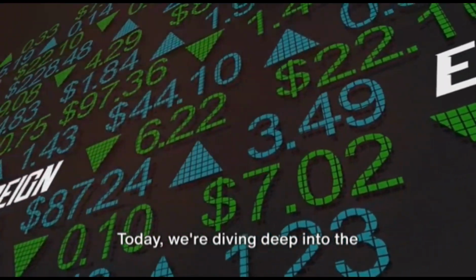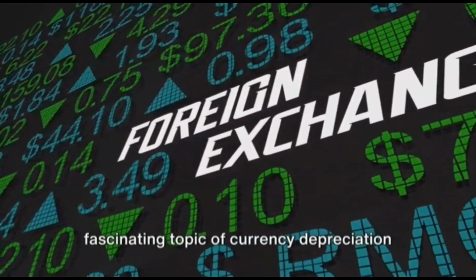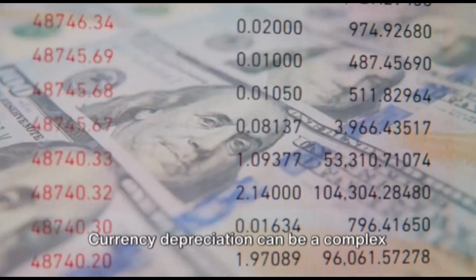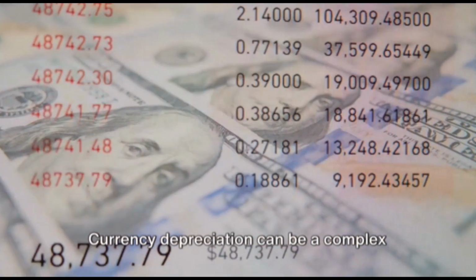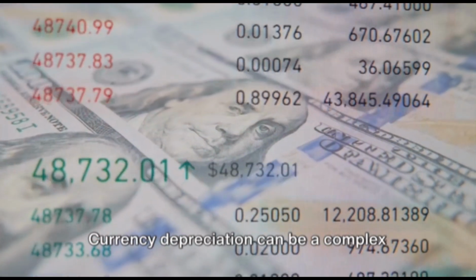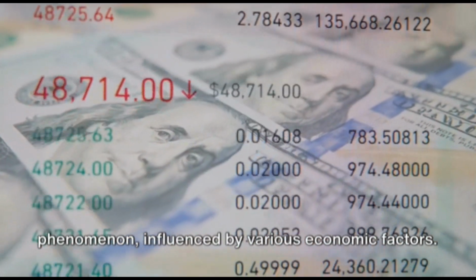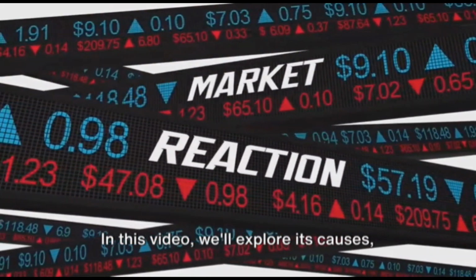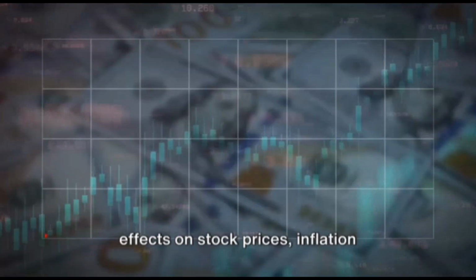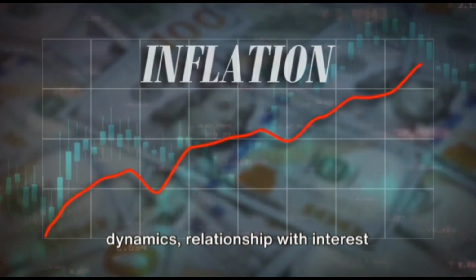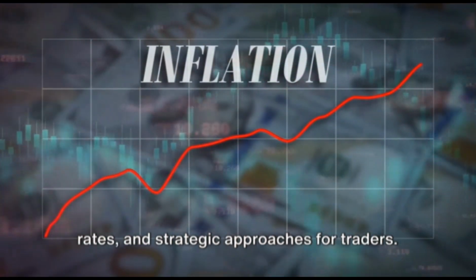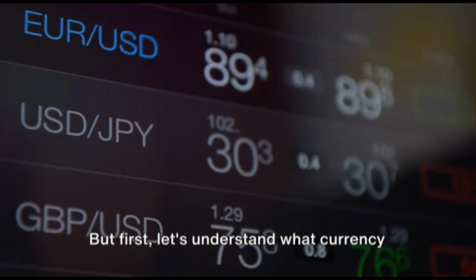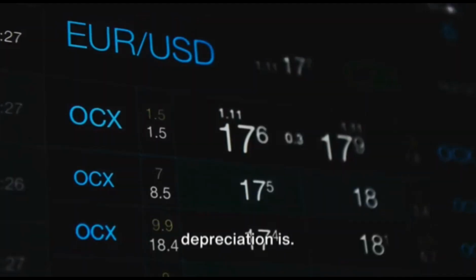Today, we're diving deep into the fascinating topic of currency depreciation and its impact on the stock market. Currency depreciation can be a complex phenomenon influenced by various economic factors. In this video, we'll explore its causes, effects on stock prices, inflation dynamics, relationship with interest rates, and strategic approaches for traders. But first, let's understand what currency depreciation is.